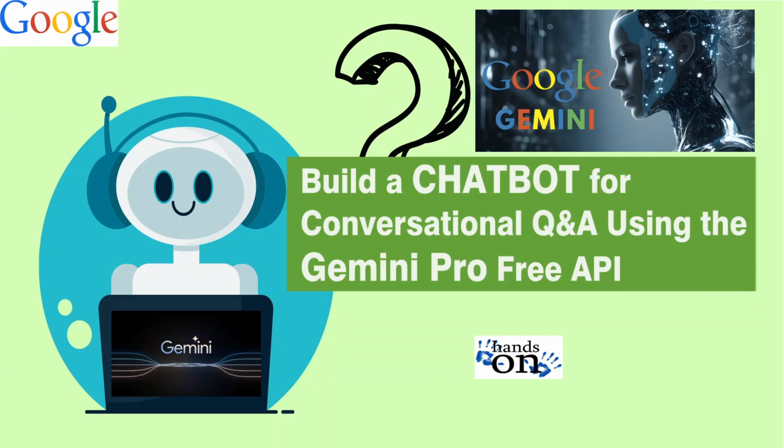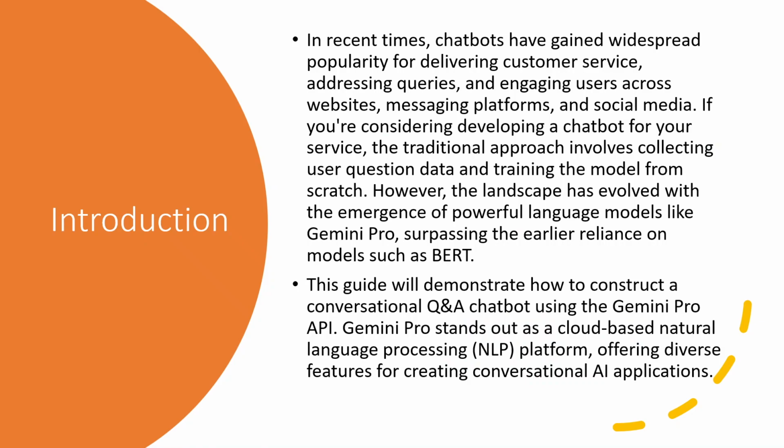In this video, we are going to build a chatbot for conversational Q&A using Gemini Pro Free API. We'll be writing around 45 lines of Python code, and this is going to be a hands-on session. So let's first understand what we are exactly going to do.